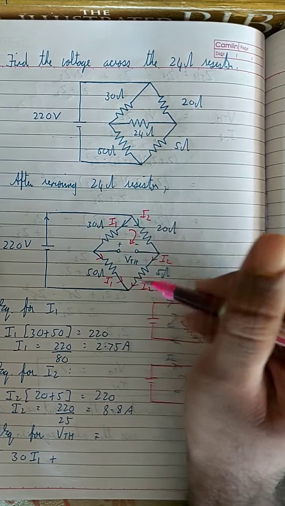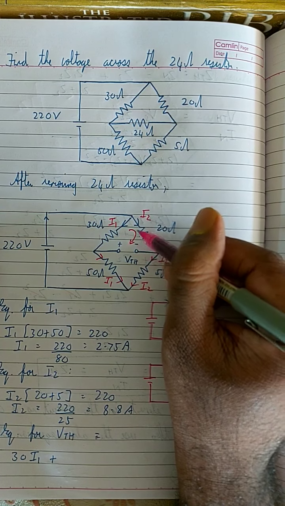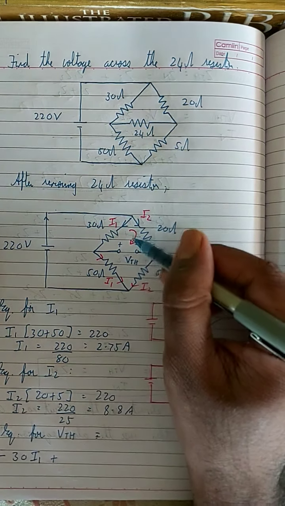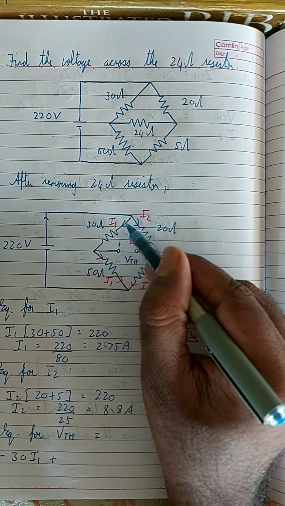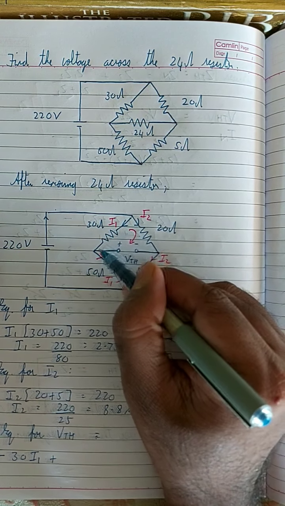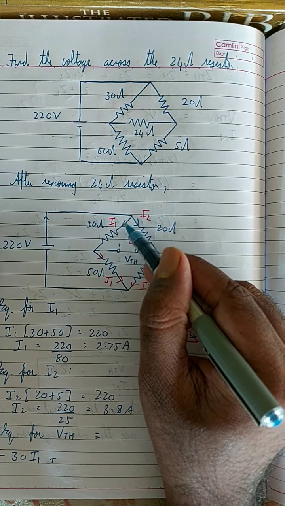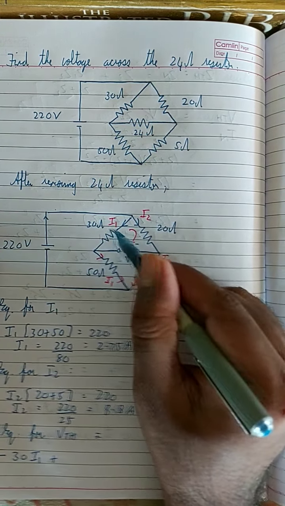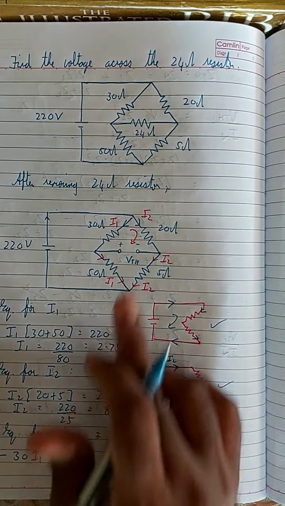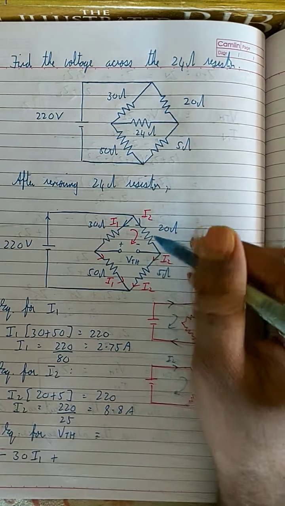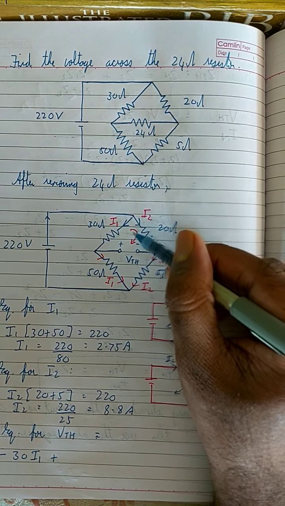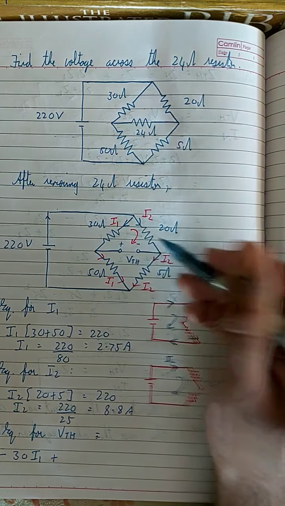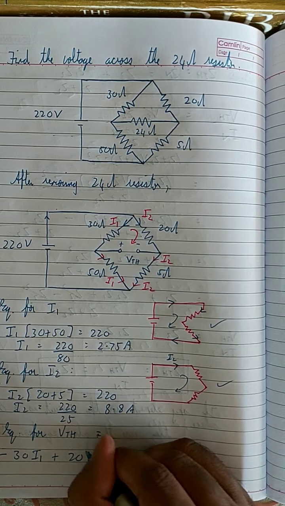So if you are assuming that the current is flowing in the clockwise direction, then it is minus 30 I1, right? Minus 30 I1. Why? Because over here the current is flowing from here to here, whereas I1 is flowing from this end to this end. So the direction of the current is opposite to the mesh current, so it's minus 30 I1. What about over here? This pink color current and this I2 are flowing in the same direction, so it is plus 20 I2.